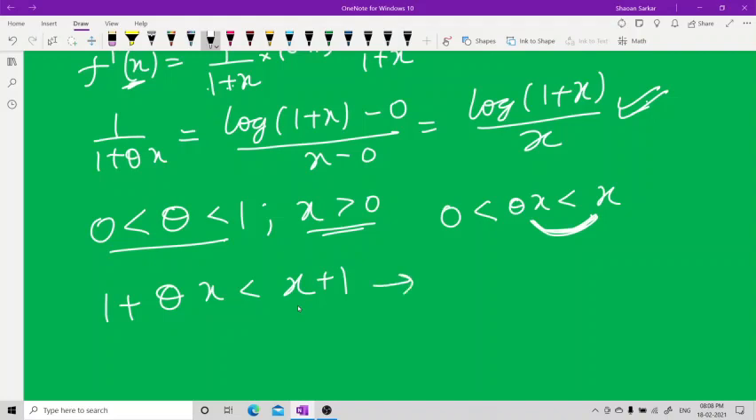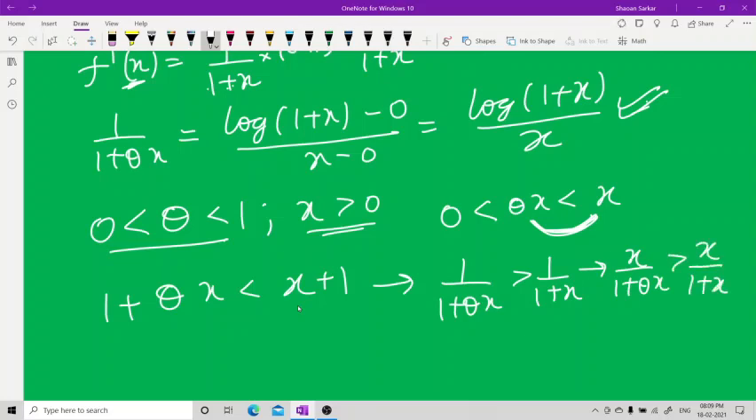Take the reciprocal. If you take the reciprocal, you will have 1 upon 1 plus theta x is greater than 1 upon 1 plus x. Now, multiply x on both sides. x upon 1 plus theta x is greater than x upon 1 plus x. And what is this quantity? If you cross multiply, this gives x upon 1 plus theta x is equal to log 1 plus x.